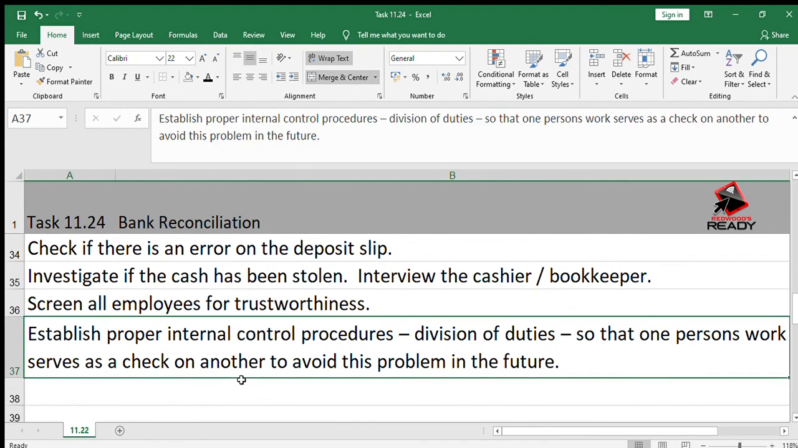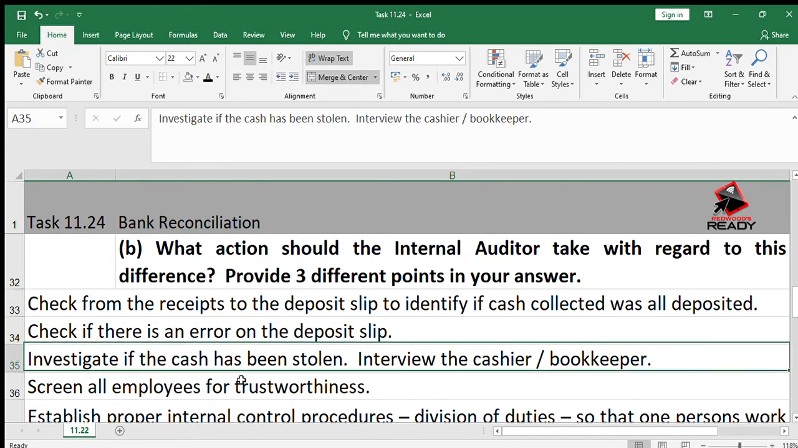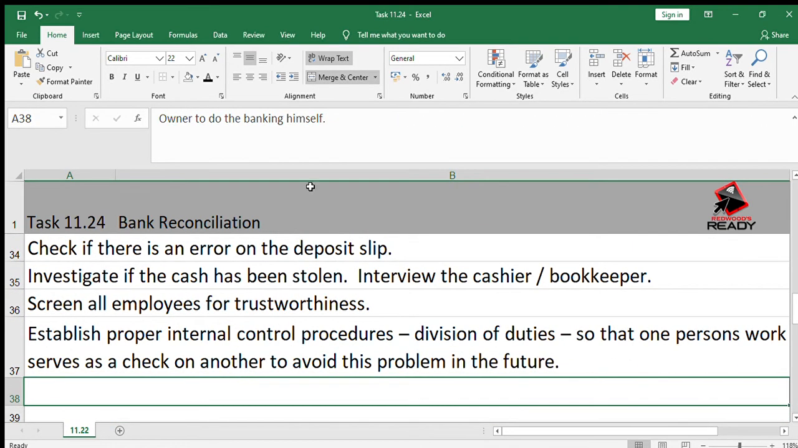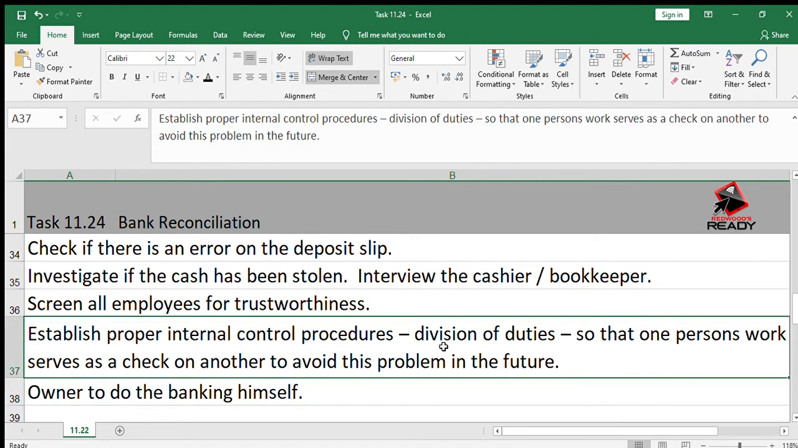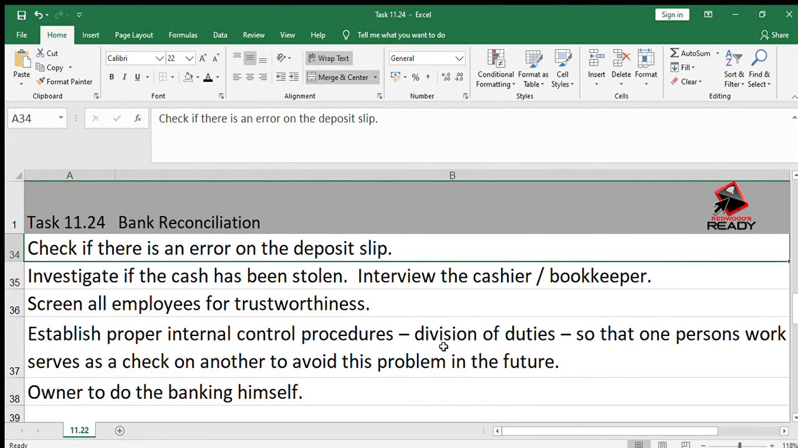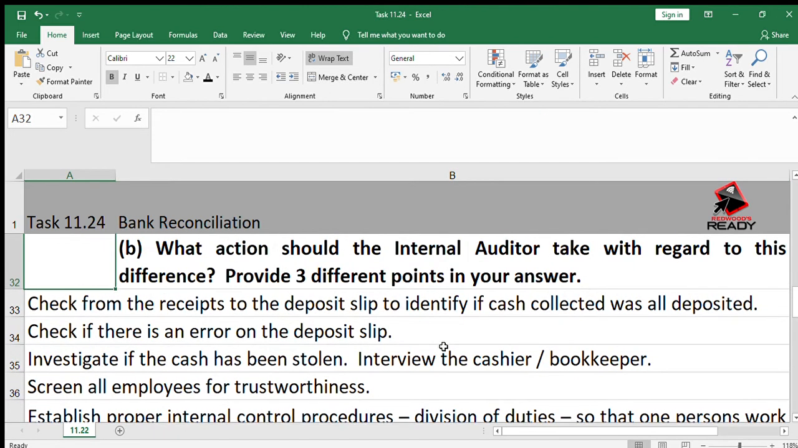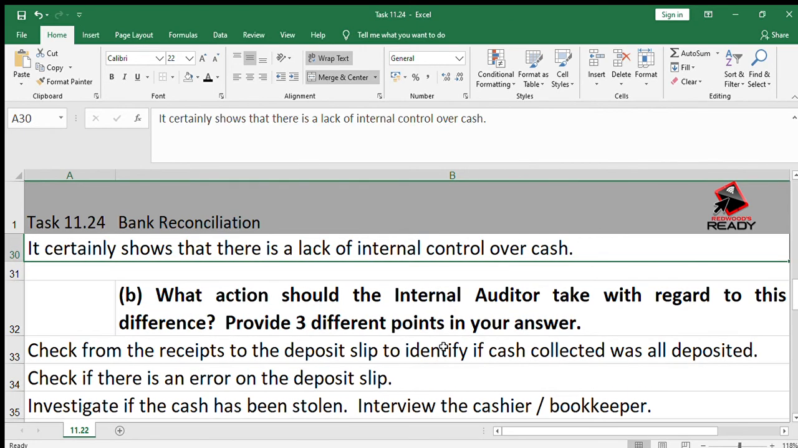Just be careful with division of duties. Often in exams, they don't give you the full marks if you use division of duties. So rather try and figure out some other internal control checks. The owner can do the banking himself in order to avoid all of these problems. Obviously, that's only possible in a small business. Otherwise, the owner can't be expected to do the daily banking by himself.